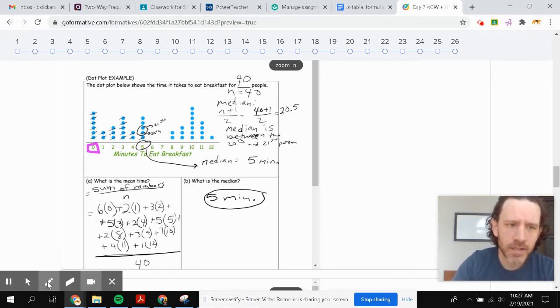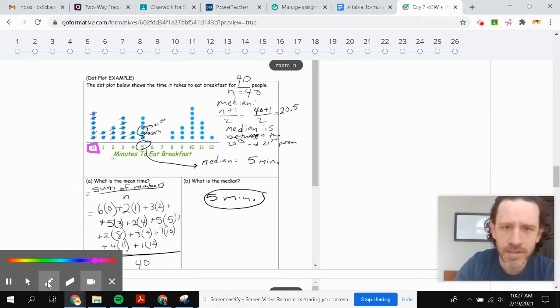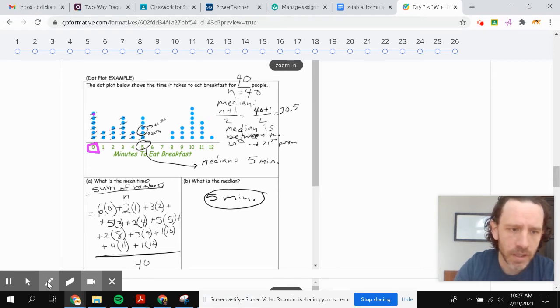This class is essentially telling me that in this set of data, there are 1, 2, 3, 4, 5, 6 zeros in this data set. So I'm looking at 6 zeros, so I'm doing 6 times 0, right? In the next group, there are 2 ones, okay? So I'm doing 2 times 1. And then for each number, I'm counting how many there are.